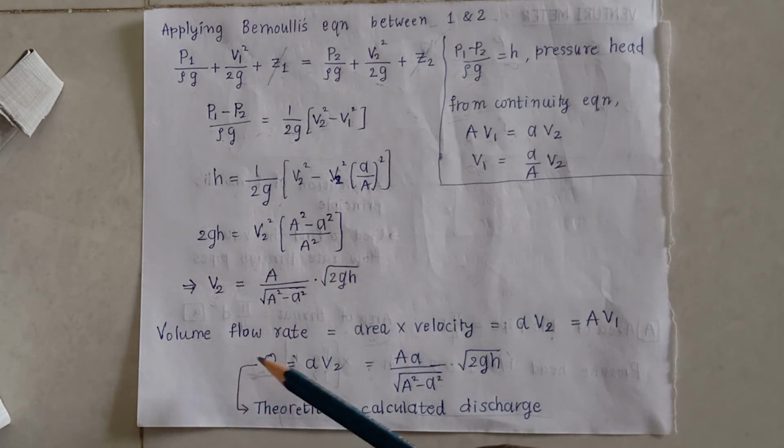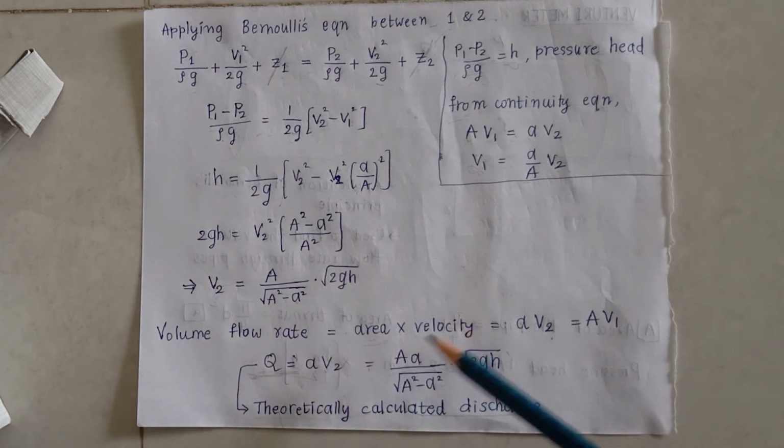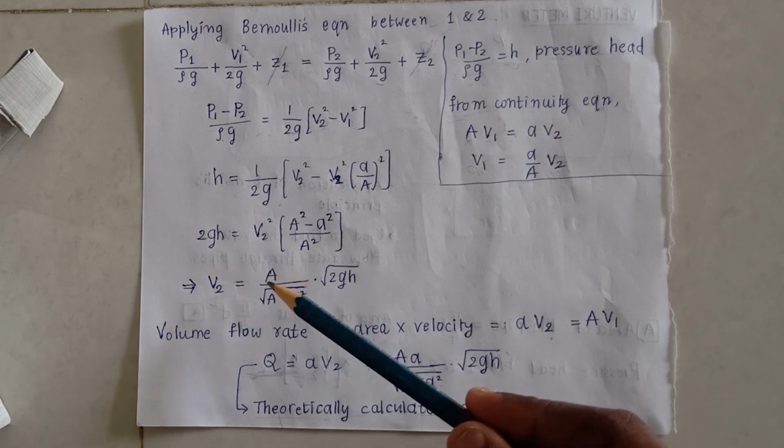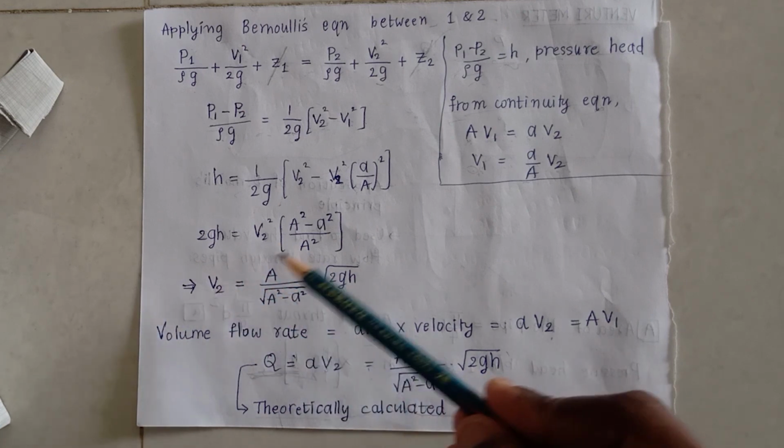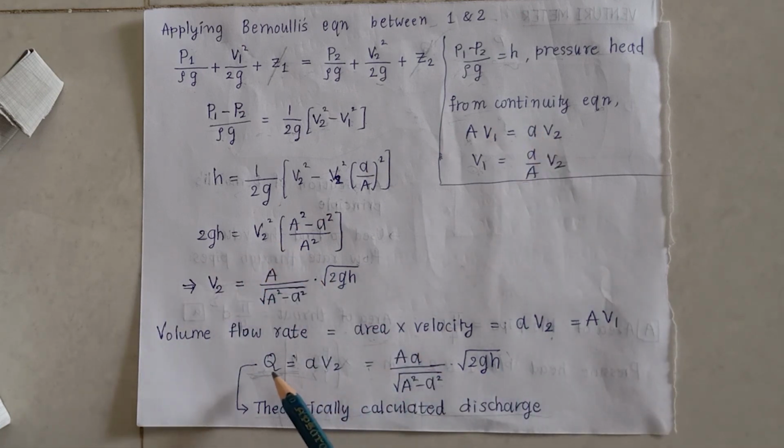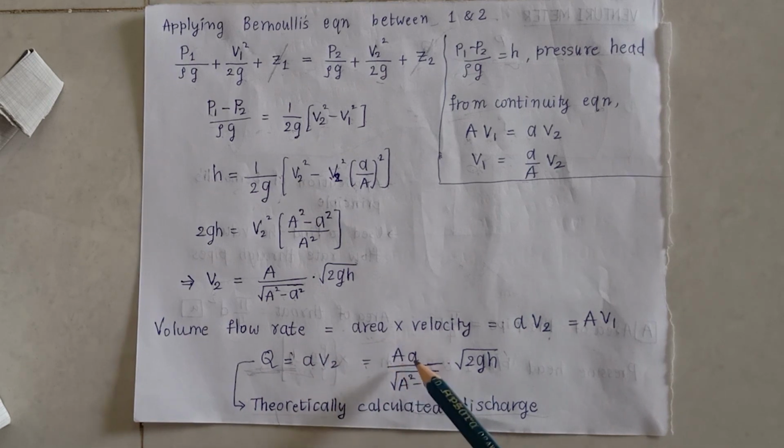Now volume flow rate is equal to area into velocity. We will multiply V2 with small a because V2 is the velocity at small a. So Q is equal to small a into V2, which is equal to capital A into small a by root of (capital A square minus small a square) into root 2gh. Now this volume flow rate is the theoretically calculated discharge. Discharge or volume flow rate is the same. This is the discharge which is calculated theoretically.